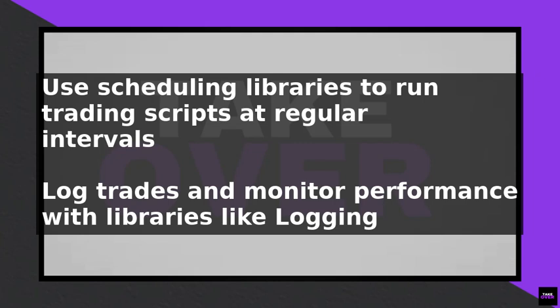In conclusion, automating Robinhood trading requires a combination of programming skills, knowledge of the Robinhood API, and a well-defined trading strategy. By following these steps and using the right libraries and tools, you can create a powerful automated trading system that helps you achieve your investment goals.